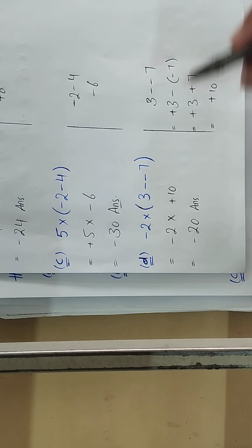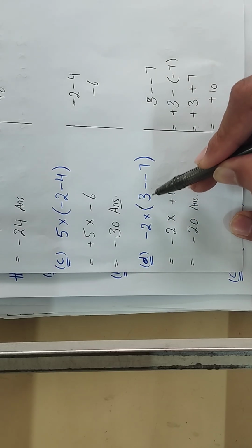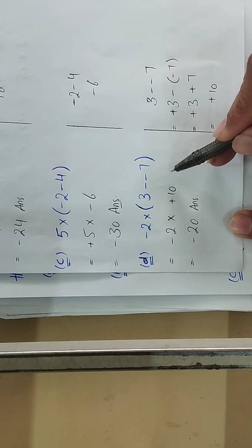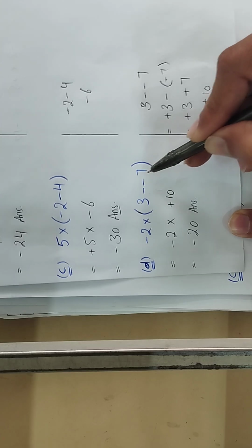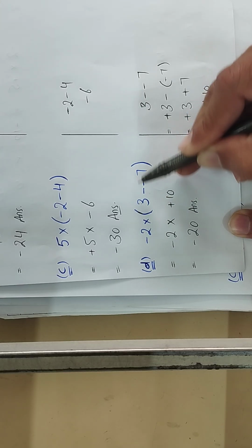Now let's see the fourth part. It is minus 2 multiply by bracket 3 minus negative 7. Now the first step, what is our first step? The first step is solve this bracket first. Do the calculation of the bracket at first.